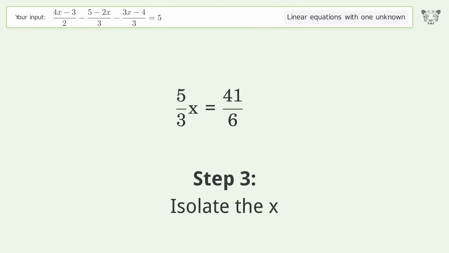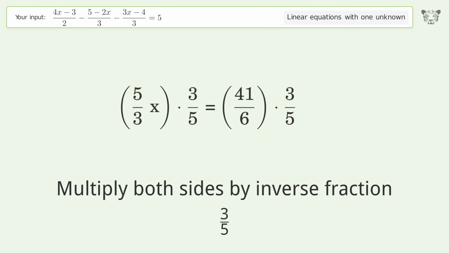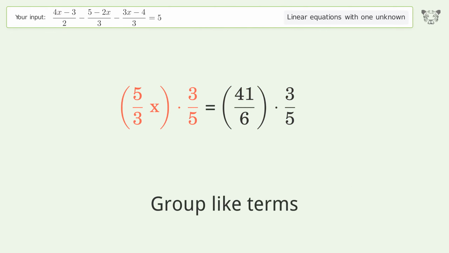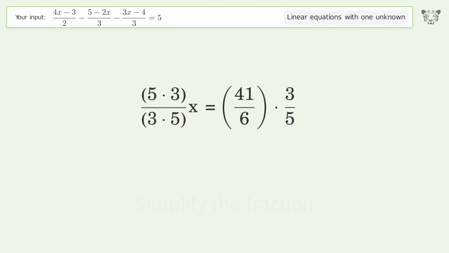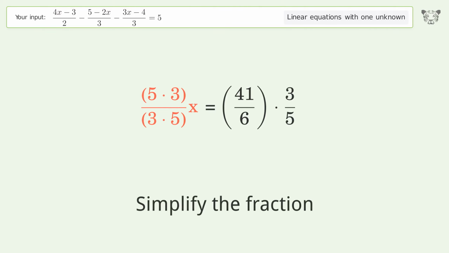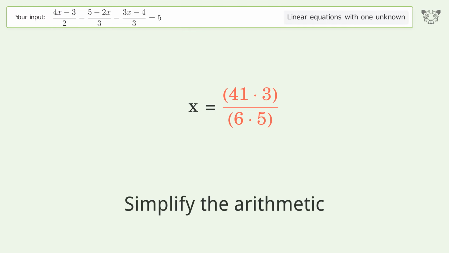Isolate the x. Multiply both sides by inverse fraction 3/5. Group like terms. Multiply the coefficients. Simplify the fraction. Multiply the fractions. Simplify the arithmetic.